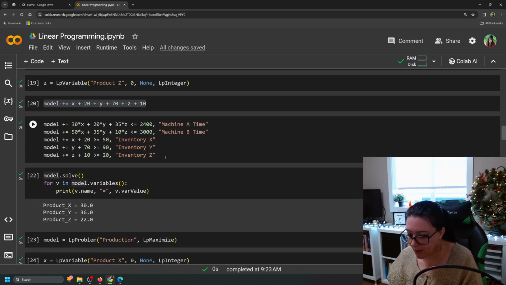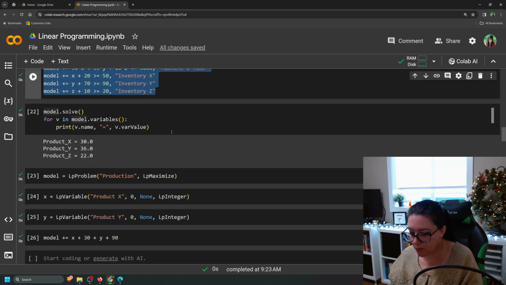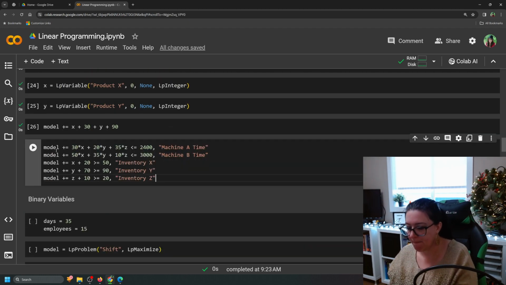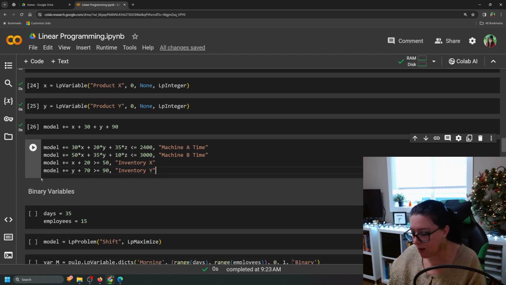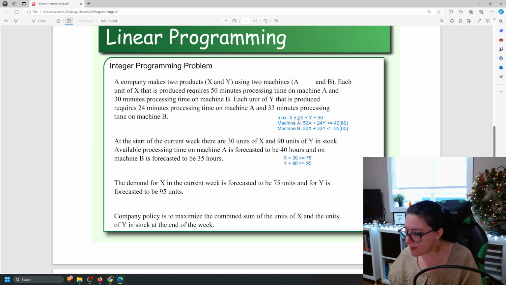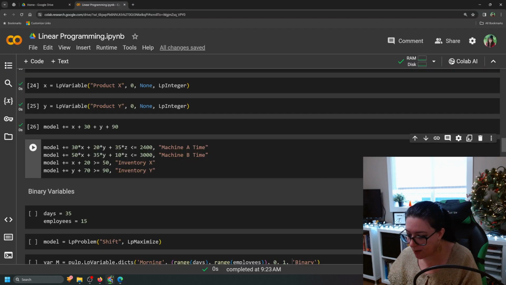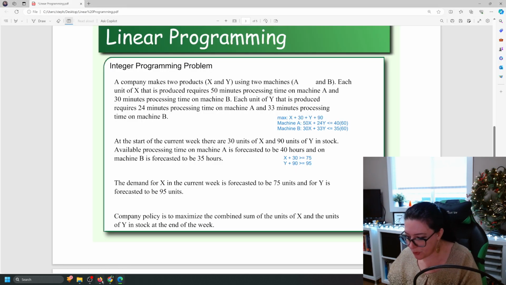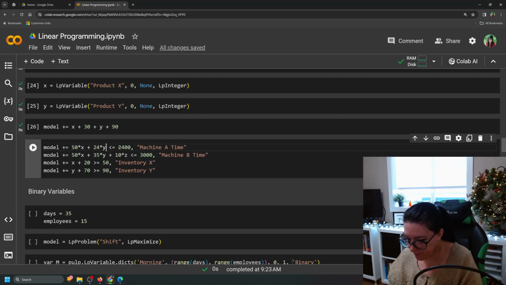Here we're going to put in our constraints. So I'm just going to copy this code so we have it as a template. We have machine A and B. We have inventory X and Y. So let's change those formulas. We have 50X plus 24Y, and that is less than or equal to 40 times 60.